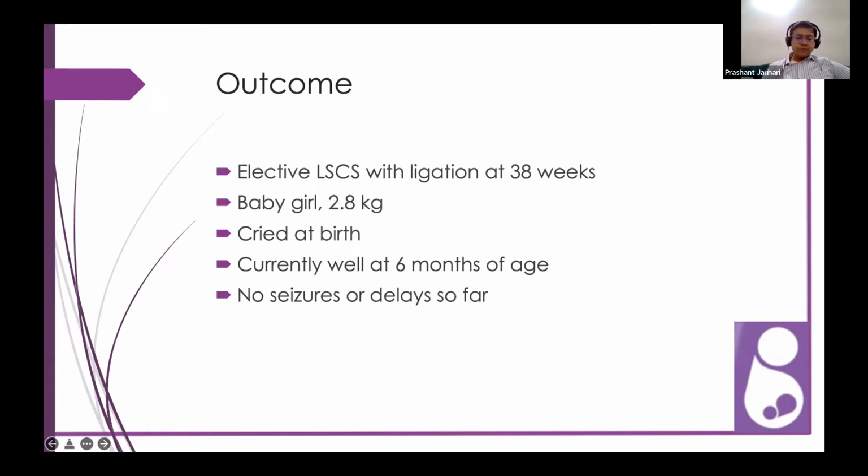The cesarean was done for this lady at 38 weeks. She had a baby girl, 2.8 kg, and she's still on follow-up. She's currently 6 months of age, and lucky for the parents as well as for us, this child has not had any episode of seizures so far. They come from some remote part of UP, so they've decided that they will come back at 12 months of age to get an MRI done. We have not yet had a postnatal MRI. So far things are looking okay.